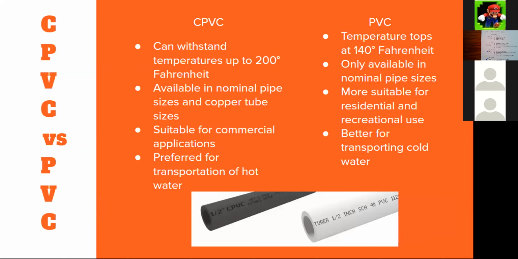CPVC versus PVC. The main difference between CPVC and PVC is the temperature range. CPVC can withstand temperatures up to 200 degrees Fahrenheit, where PVC tops out at 140 degrees. CPVC is available in nominal pipe sizes and copper tube sizes, suitable for commercial applications, and preferred for the transportation of hot water. PVC is only available in nominal pipe sizes, more suitable for residential and recreational use, and better for transportation of cold water.